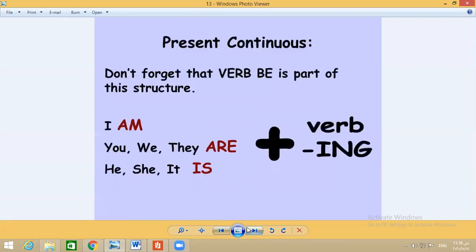The present continuous, if you remember the butterfly that you used to listen to from the teachers, is formed by the verb to be, a verb, and an ing. So I have three main components of the present continuous: verb to be, am, is, or are, and a verb plus an ing. So I am learning. You are learning. He is learning. So that's how I form the present continuous.